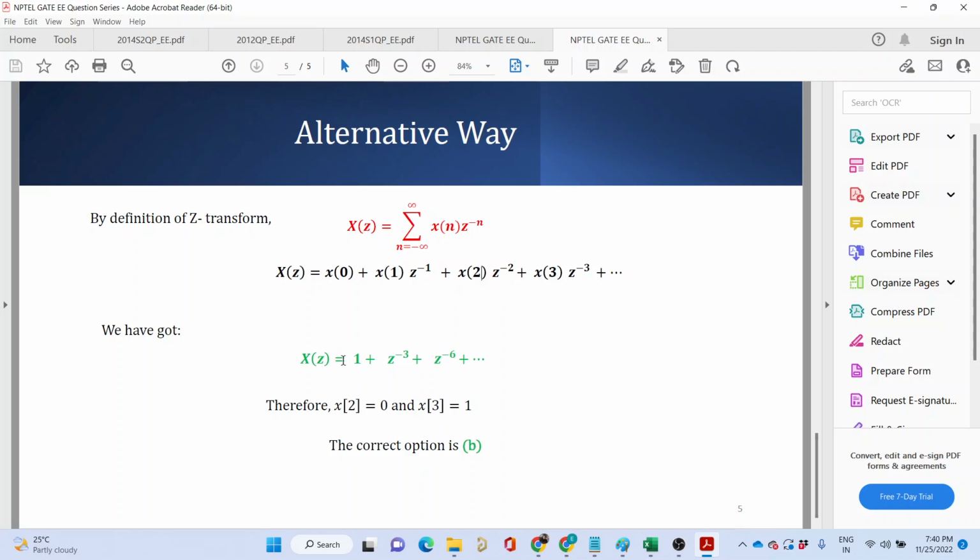If you divide, x of z becomes 1 plus z to the power minus 3 plus z to the power minus 6 and so on. So you see the coefficient of z to the power minus 2 is x of 2, and that is 0. There is no such term. You can see it from this expression. So x of 2 would be 0, and x of 3 is the coefficient of z to the power minus 3, and that is 1 over here. So x of 3 is 1. From here also you can say it is option B. So these are the two ways by which you can solve the sum.